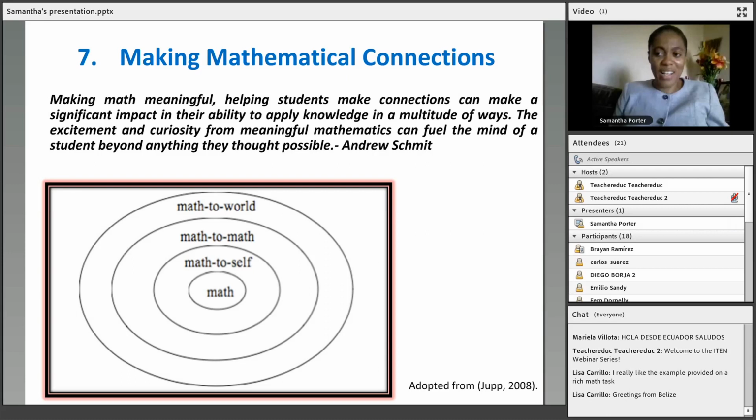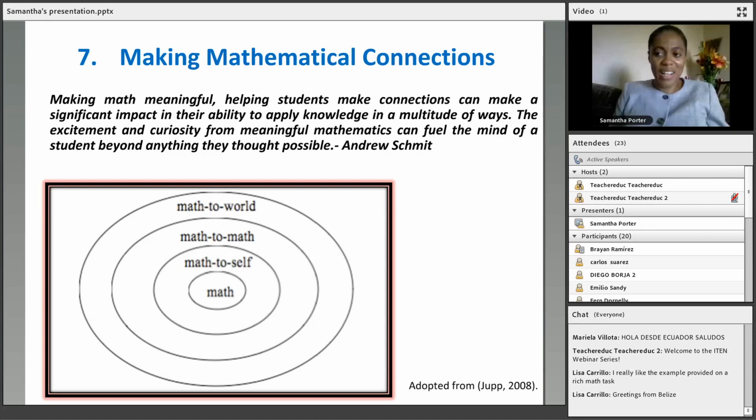So we are going to look at this table. What are some connections that can be made? We have maths to world. In our teaching, we must connect the mathematics to the world. So maths to world connection helps students identify real world applications of the mathematics they are studying in the classroom at the very moment.